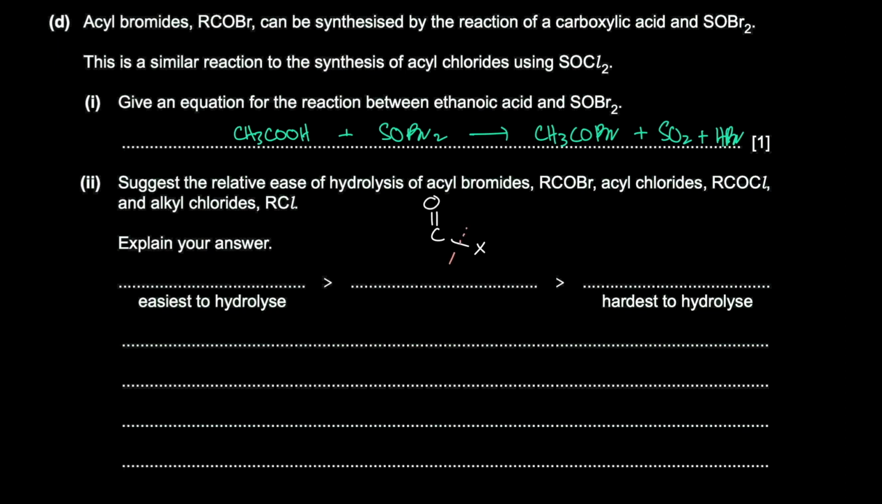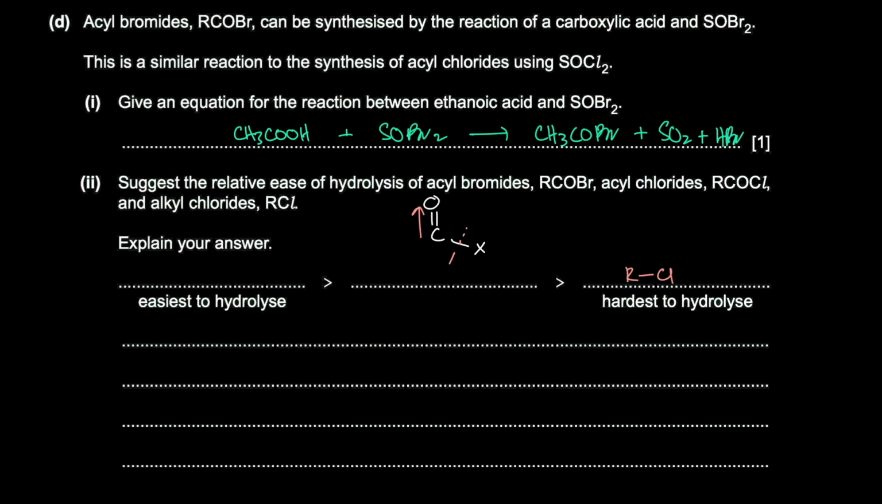Now, if you have an acyl group, a C double bond O, this has an electron withdrawing effect because oxygen is electronegative. That weakens the bond. So we know that the acyl chloride and the acyl bromide will react more readily than the alkyl chloride. The hardest to hydrolyze will be the alkyl chloride.